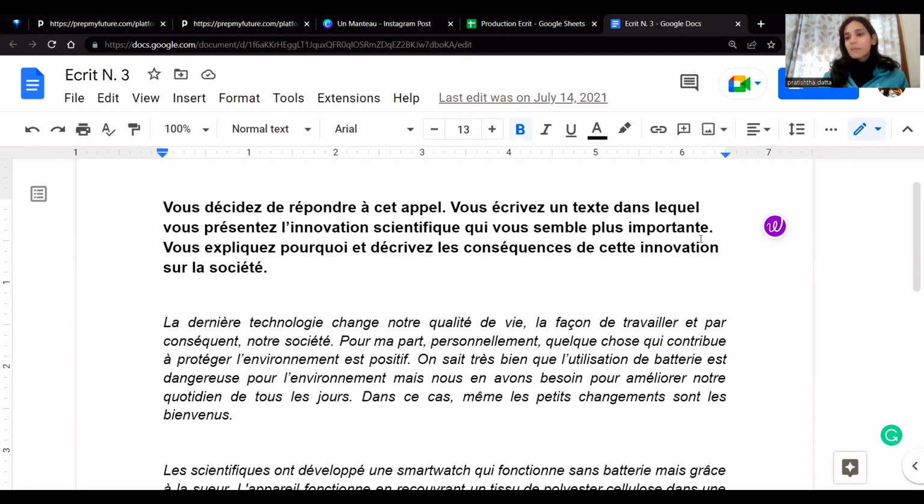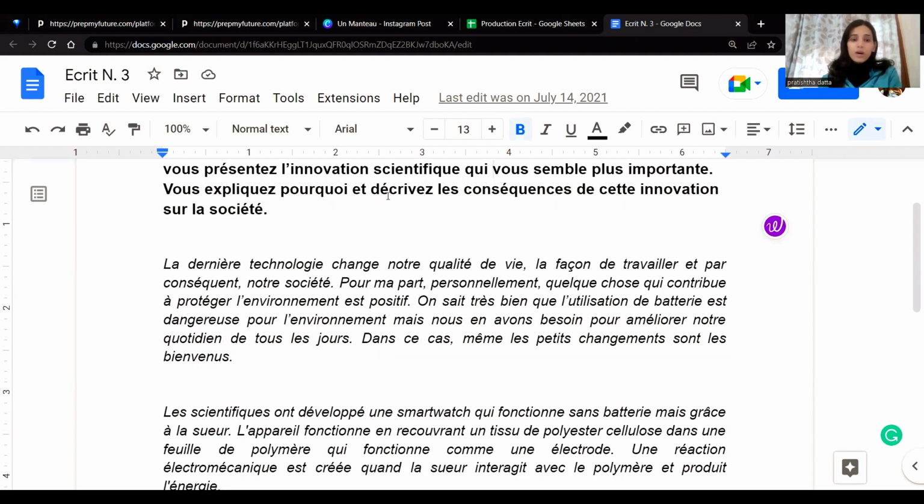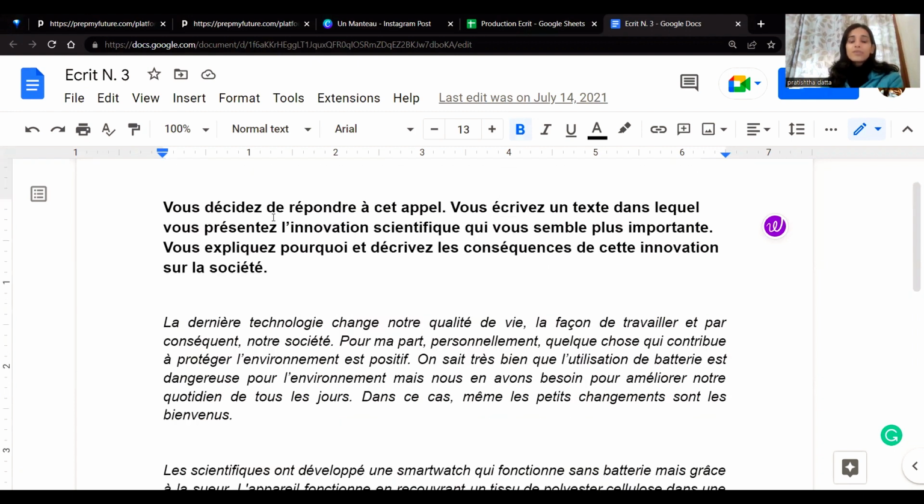So, you are going to explain some scientific information which is really important. Vous expliquez pourquoi et décrivez les conséquences de cette innovation sur la société. So I think it was related to how science is changing the environment and how science can protect the environment. I had to write in a magazine and tell about some kind of innovation that would help protect the environment, or rather help humanity be better.